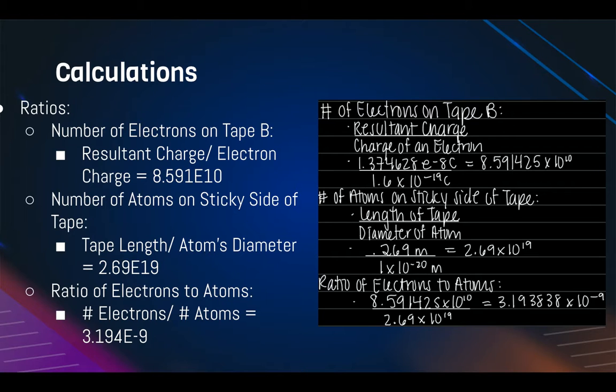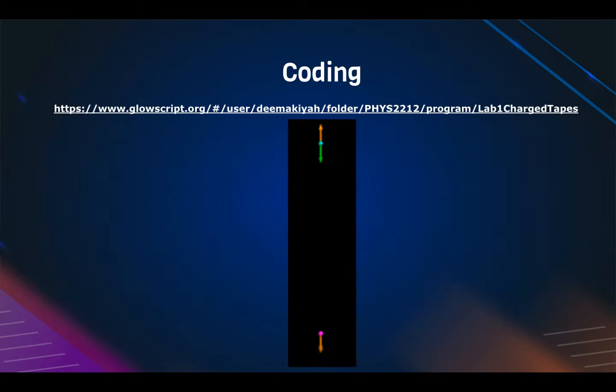So here are the ratios that I found. The number of electrons on tape B was the resultant charge per electron charge. The number of atoms on the sticky side of the tape was the tape length per the atom's diameter, and the ratio of electrons to atoms was the first answer divided by the second answer.